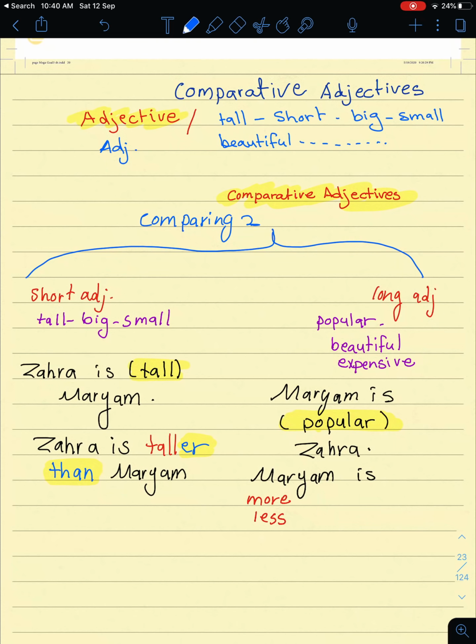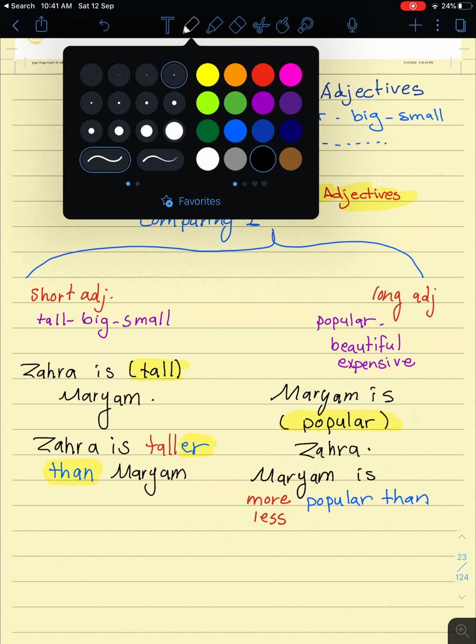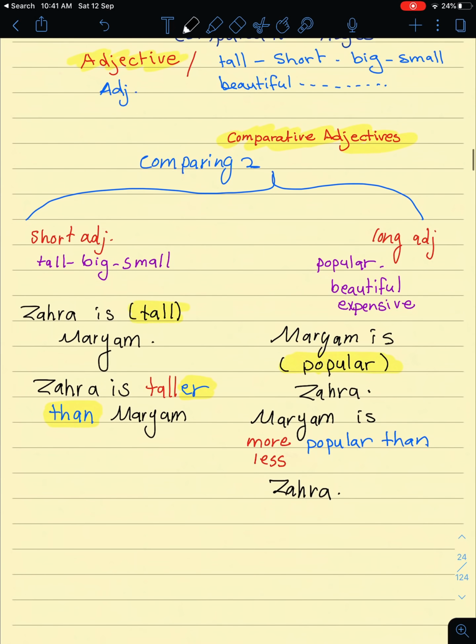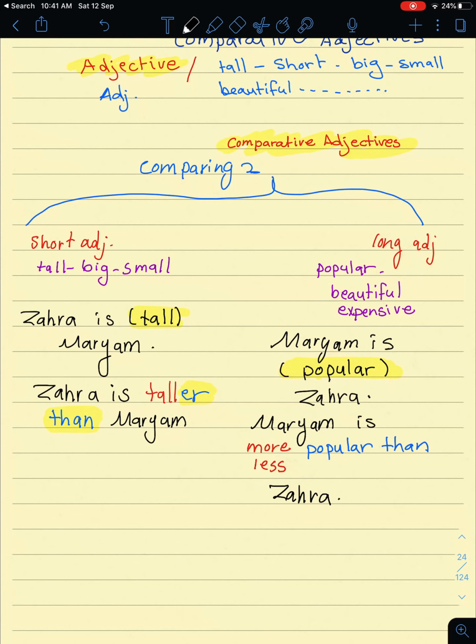Sorry, I'm going to rewrite it one more time. Popular, and then of course I have to have "then". Who? Zahra. Is that clear? واضح? Yes.